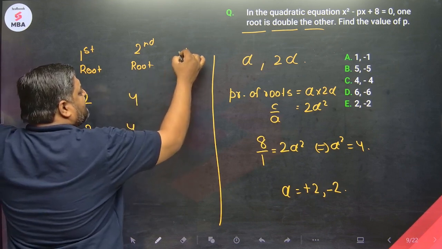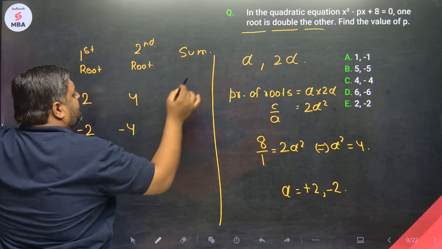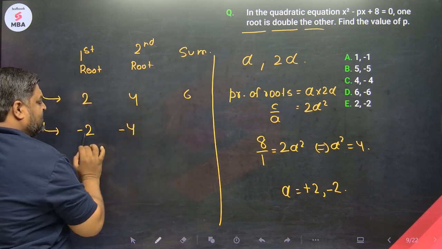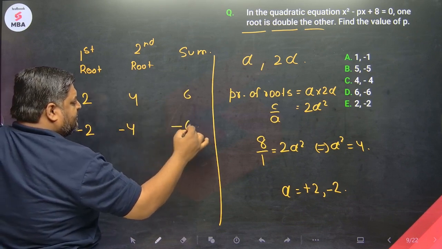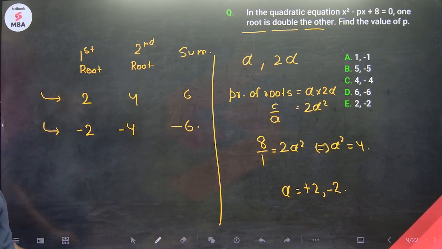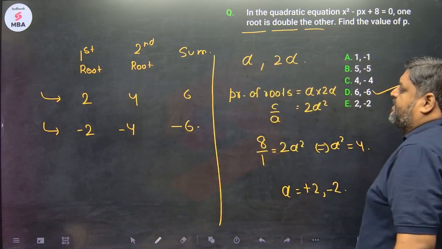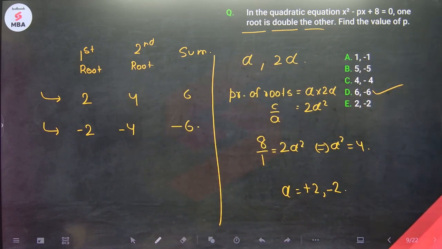And now what is asked? Sum of roots is asked. So the sum of roots in the first case is 6, and in the second case is -6. Okay, so the correct answer to this question was option D.